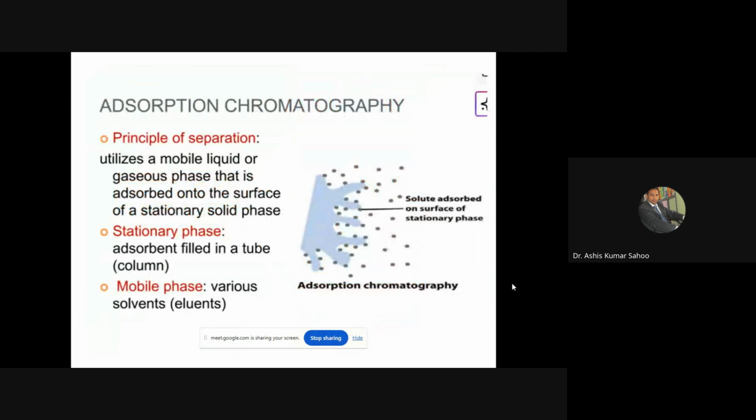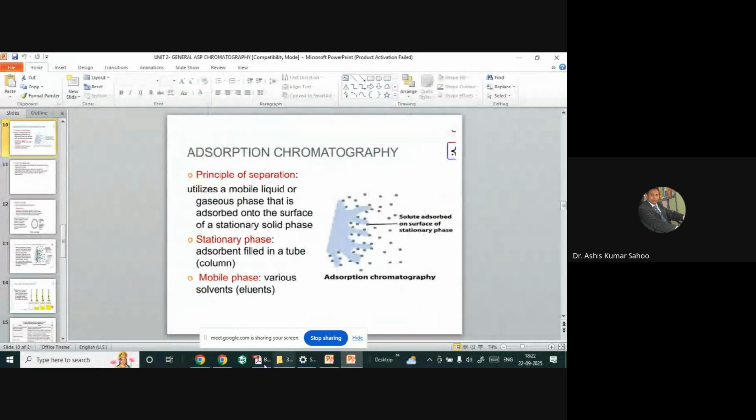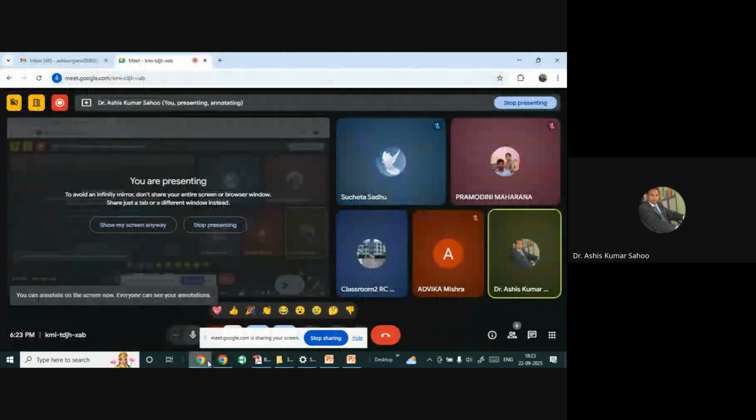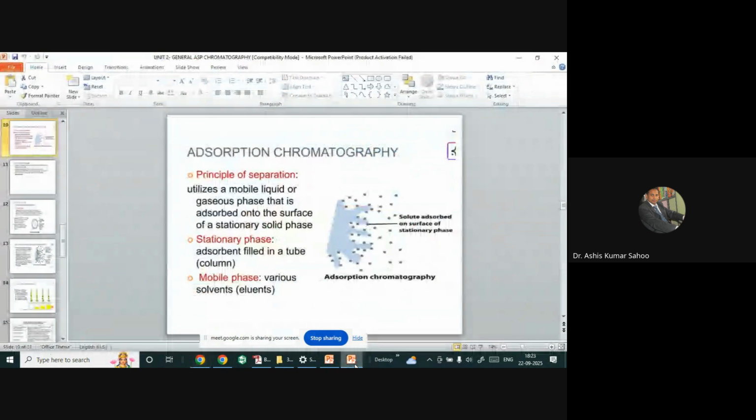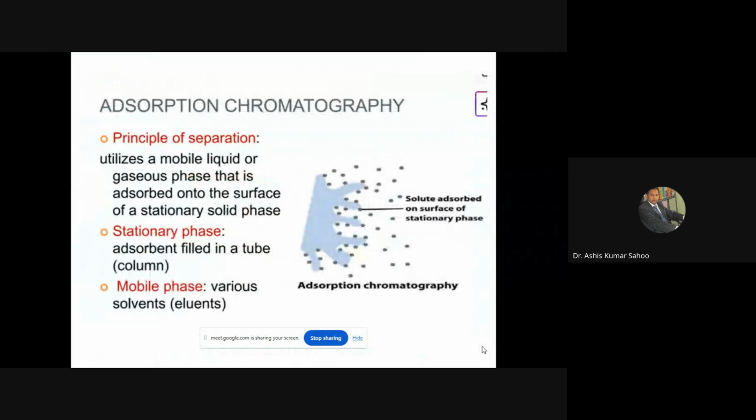First is adsorption chromatography. What is adsorption chromatography? It utilizes a mobile liquid or gaseous phase that is adsorbed on the surface of a stationary solid phase. Stationary phase: adsorbent filled in a tube or column. Mobile phase: various solvents or eluents are used. So these are the basic principles of adsorption.